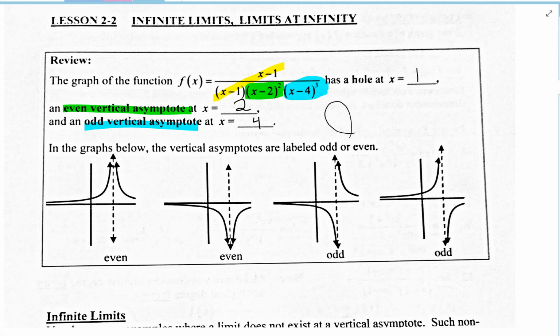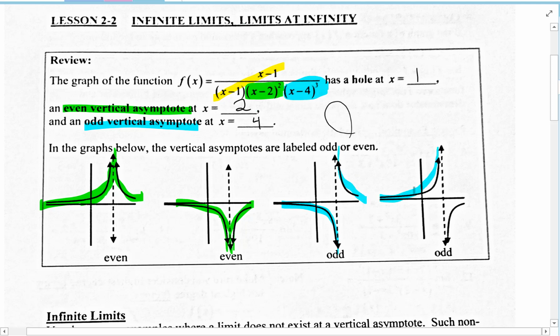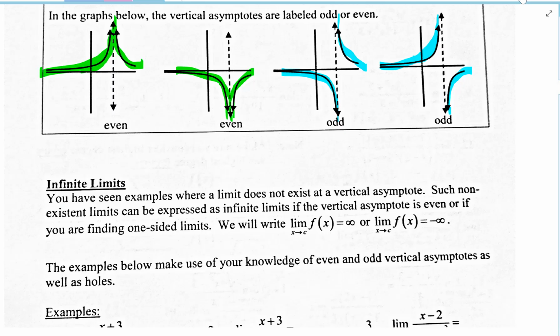What do those look like, though? Even vertical asymptotes, the behavior approaching the vertical asymptote is the same. Both branches either go up or down. And the odd is they have opposite behavior toward the vertical asymptote.